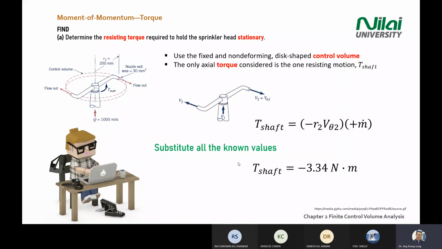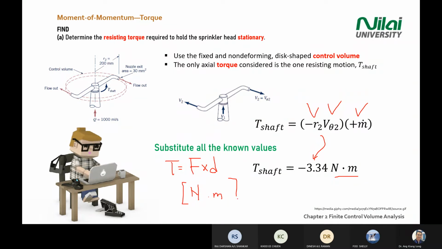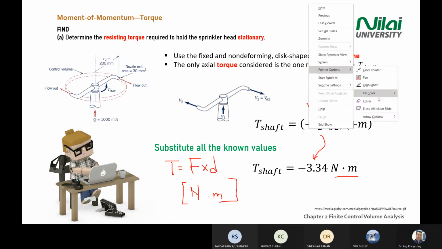Then you substitute inside here. V you have, R2 half, you get a negative sign, with unit Newton meter. Again, the unit is Newton meter. If you can't remember what torque is, recall back: torque is force cross distance. Force is Newton, distance is meter, so Newton meter. Now again, I already explained why it's negative just now, and what this negative means.